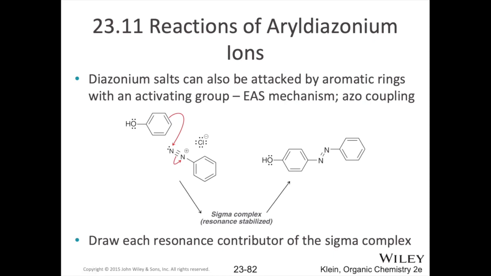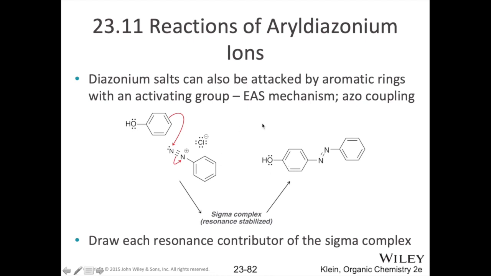Okay, now if you have an activating group on a benzene, you can do a reaction with your diazonium salt called azo coupling. So essentially your activated benzene is your nucleophile here. It attacks the nitrogen, the further away nitrogen, of your diazonium salt, and it forms this dinitrogen bridge between your two benzene rings.